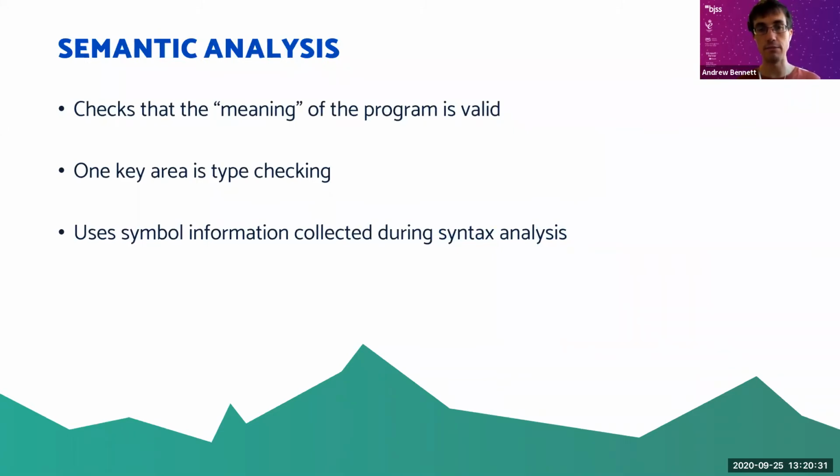Just checking the meaning of the program is valid. So in English, we could say something like "time flies like an arrow" is syntactically correct, but not semantically correct. The time doesn't fly, obviously. So we do the same sort of checking here, and the key area of this is to do things like type checking, basically. So making sure that, for example, types passed to methods and functions match, and the number of variables passed to a function matches as well.